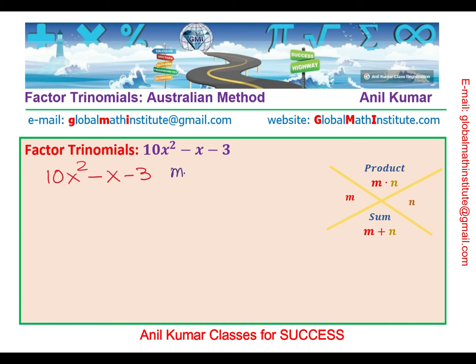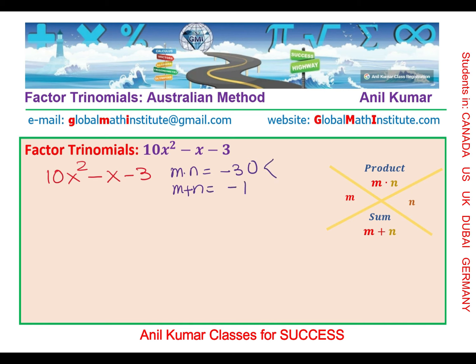Well, m times n, the product should be 10 times minus 3, which is minus 30, and the sum m plus n should be minus 1. So once again, we get minus 30 as our product. 6 times 5 can work for us, so we can write minus 6 and plus 5, right? So m is minus 6 for us and plus 5 is the value of n.